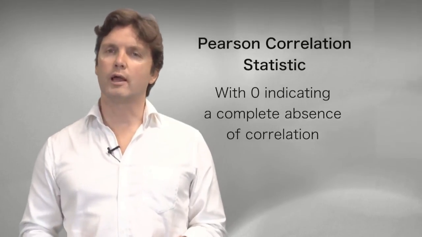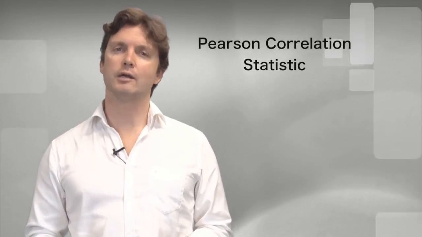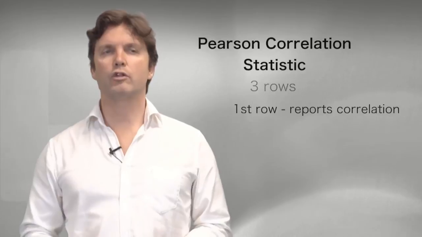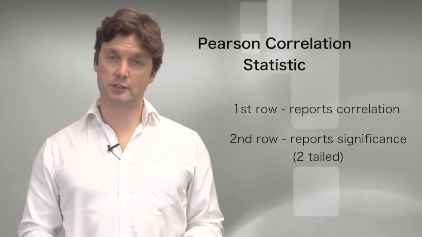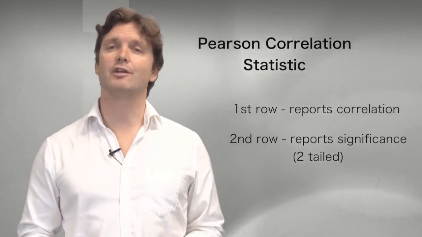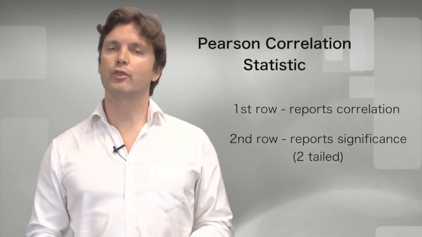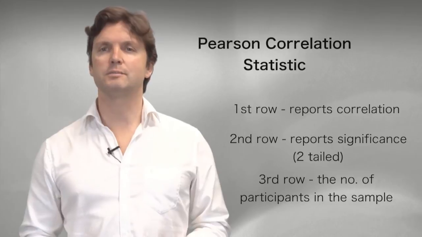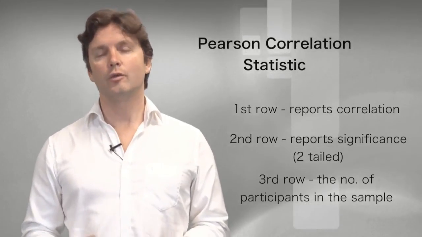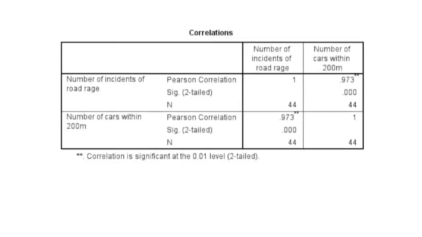Now, when you do a correlation analysis, the correlation table has 3 rows. The first row reports the correlation. The second row reports the significance, the two-tailed significance levels, which is also the p-value. And the third row gives us the number of participants in the sample. So in this example, the Pearson correlation between the number of cars within 200 metres and road rage incidents is 0.973. So this is a very high positive correlation.